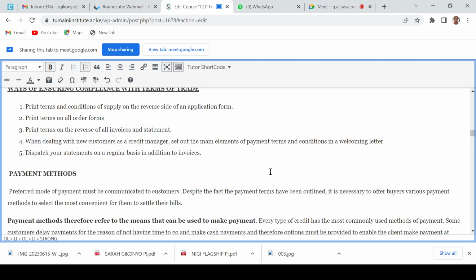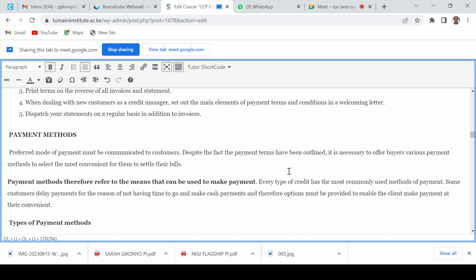So we can ensure that customers are made aware of their payment terms by printing terms and conditions on the application form, on the credit form, on the invoices, sending statements on a monthly basis, sending invoices on time, and sending a welcome letter detailing the details.